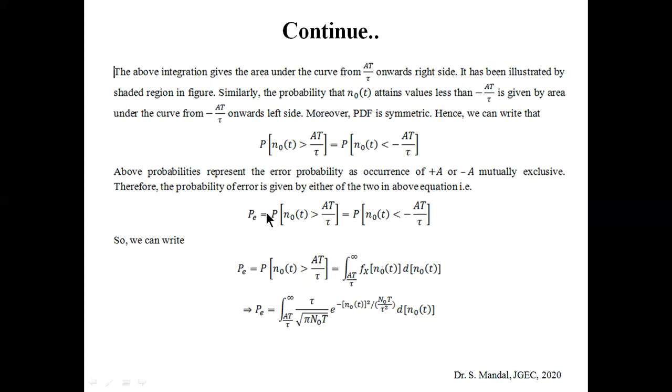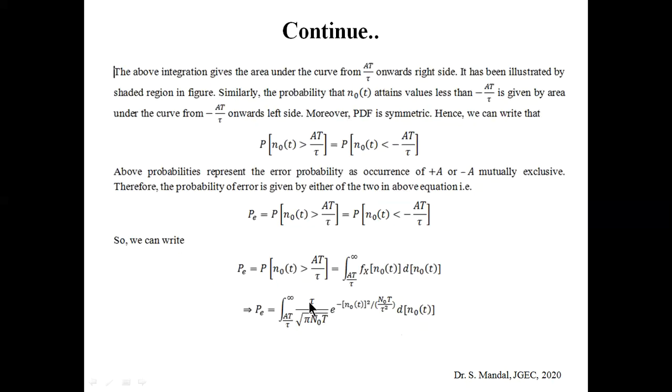Therefore the probability of error is given by either of the two in the above equation. So Pe equals P(n_0(t) greater than AT by tau), or P(n_0(t) less than minus AT by tau). Now we want to find the value of the probability of error, Pe. So Pe equals the probability where n_0(t) is greater than AT by tau, and that is given by the integration from AT by tau to infinity of f_X(n_0(t)) dn_0(t). Now if we substitute the value of f_X(n_0(t)) in the equation, we get this kind of equation.